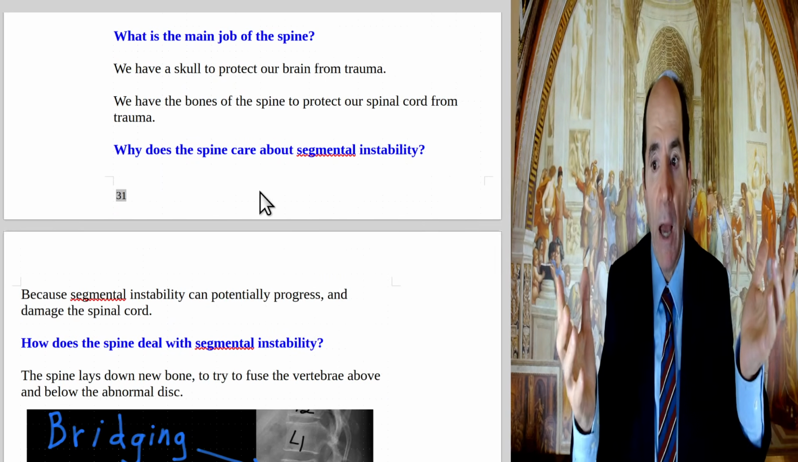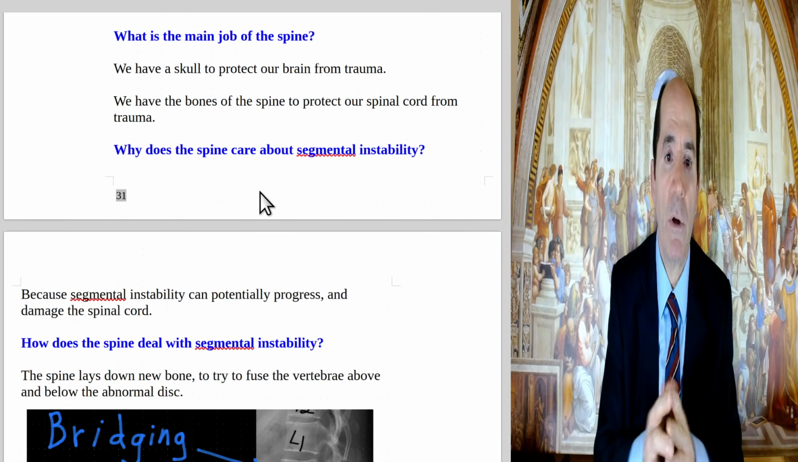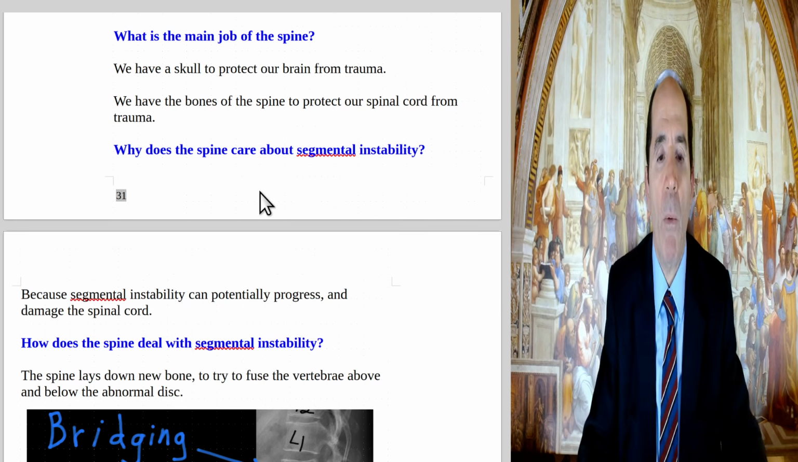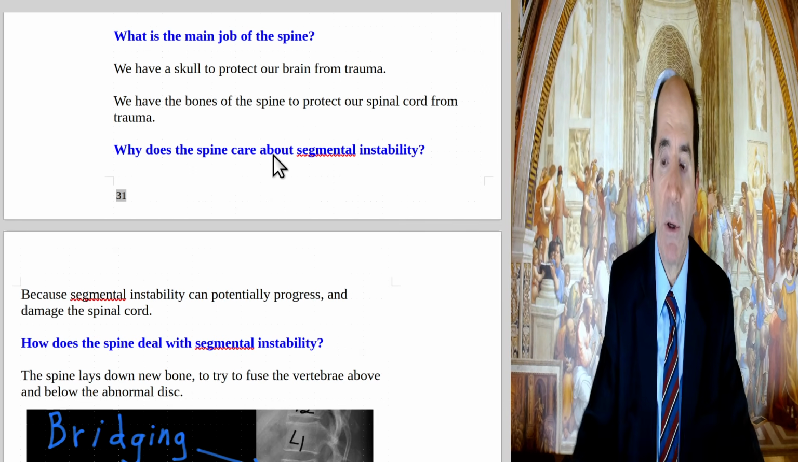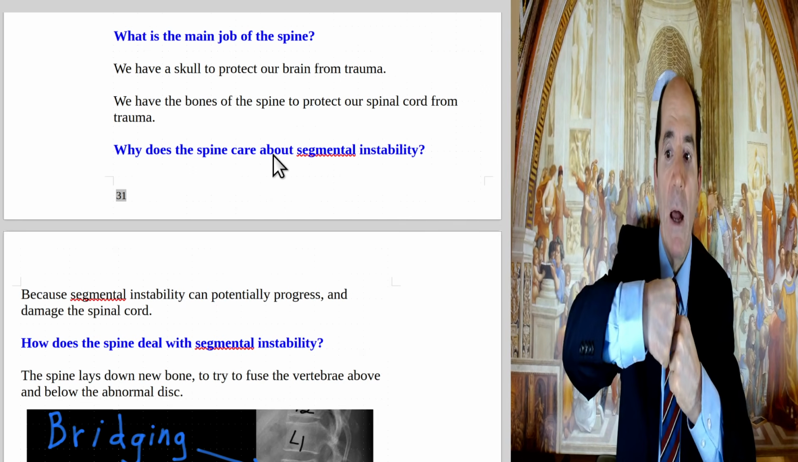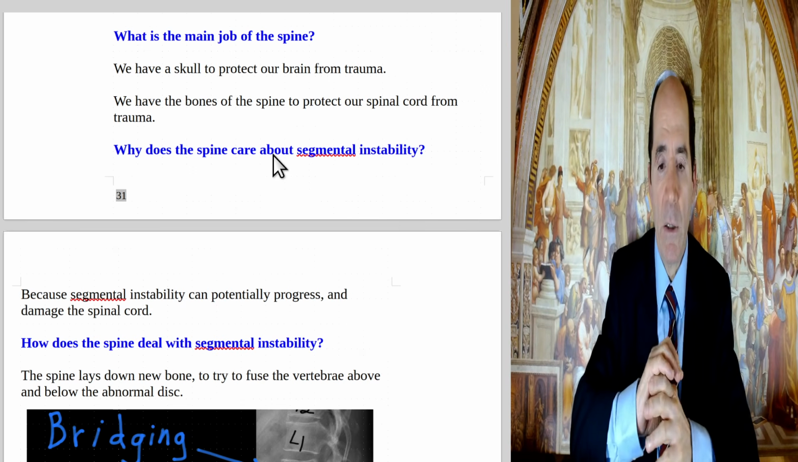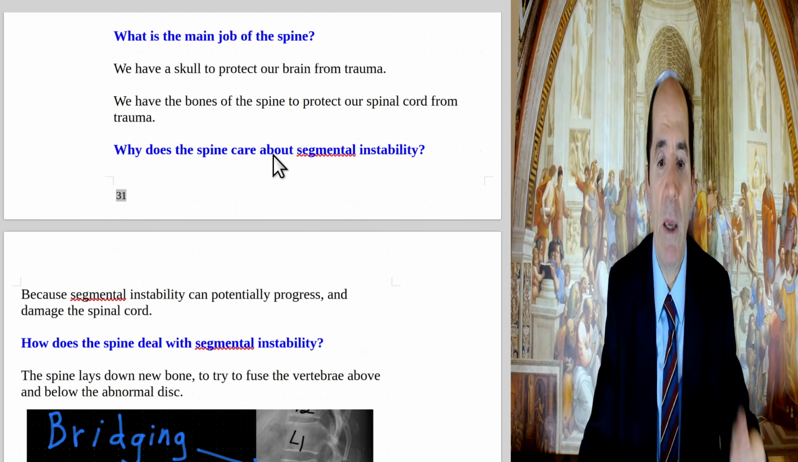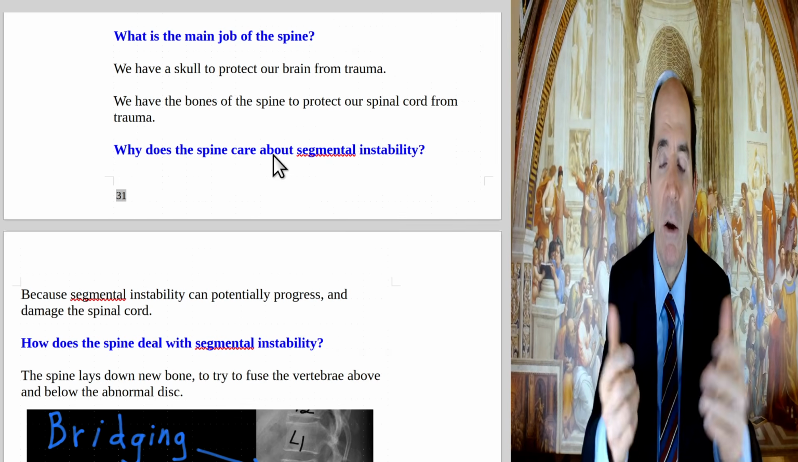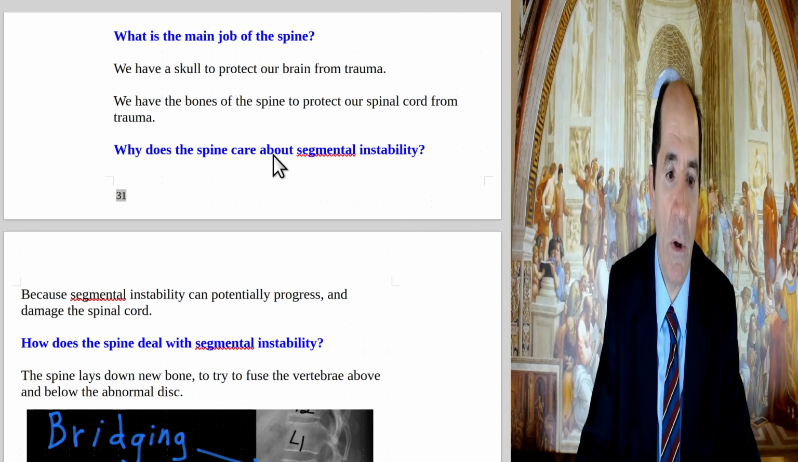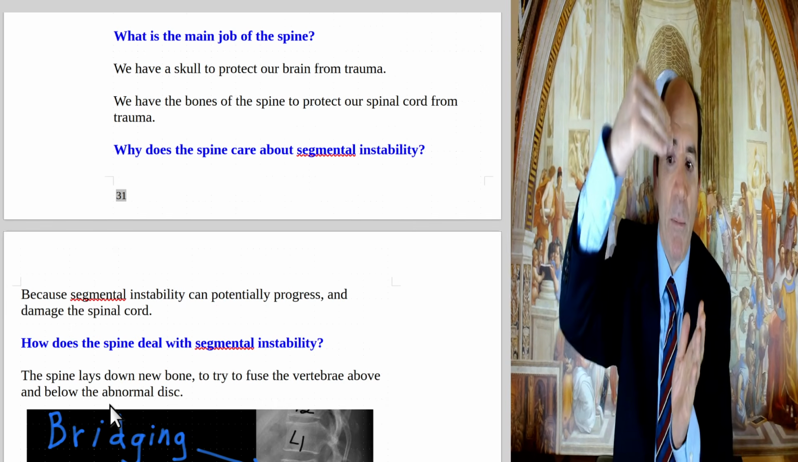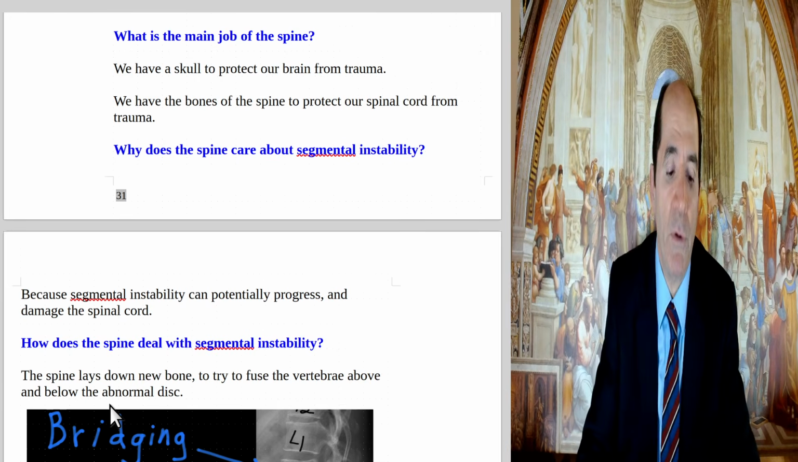What is the main job of the spine? To protect the spinal cord and the nerve roots, okay? Why does the spine care about segmental instability? Because if you don't catch it when it's mild and it becomes big, it can cause movement of the bones such that they compress or tear the spinal cord and the nerve roots. So the spine has to deal with this problem. How does the spine deal with segmental instability? It lays down bone from the vertebra above and below. They grow towards each other to fuse that segment.